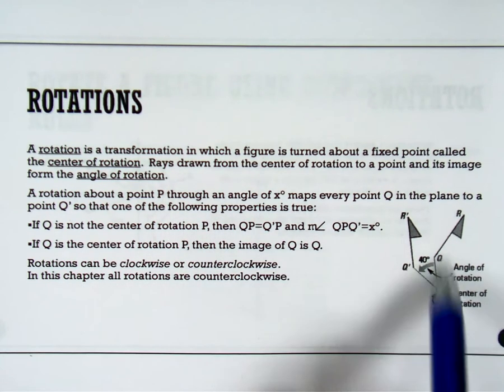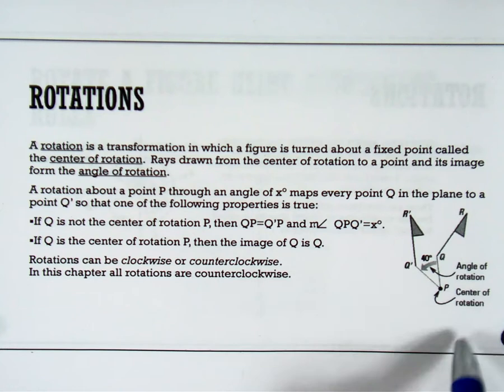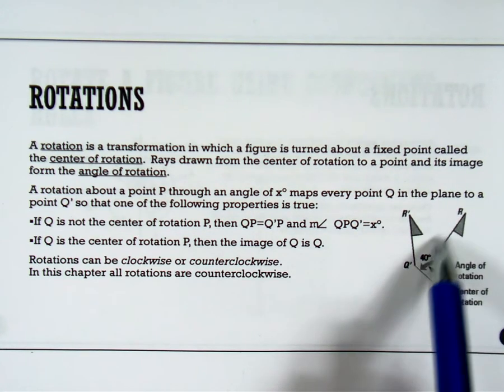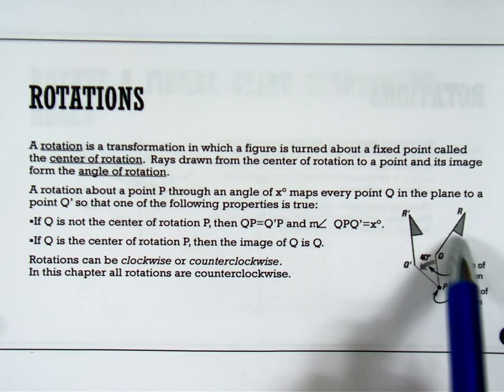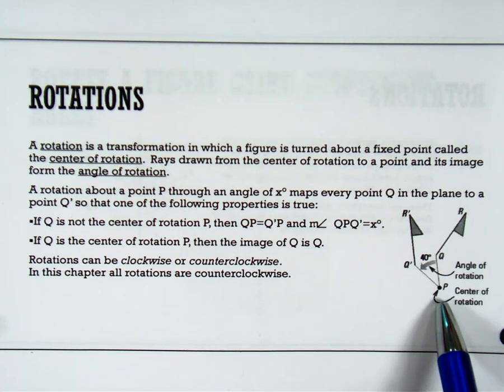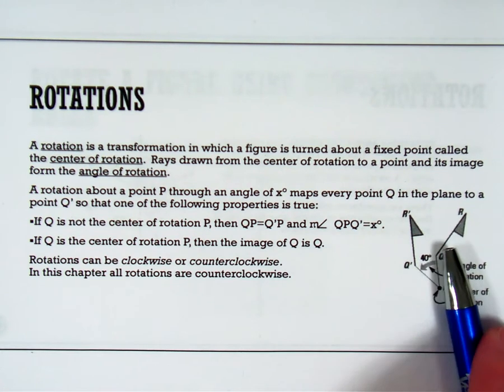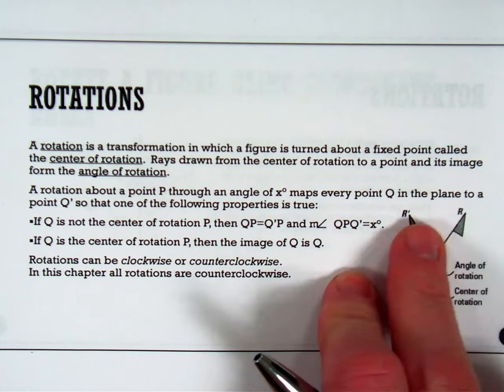Rays drawn from the center of rotation to a point in its image form the angle of rotation. So this little stem is actually part of the original graph here. I don't know why they made it so confusing. They should have just used the triangle. Okay, put this ray up to this point, and they rotated it 40 degrees, and that brought everything over with it.